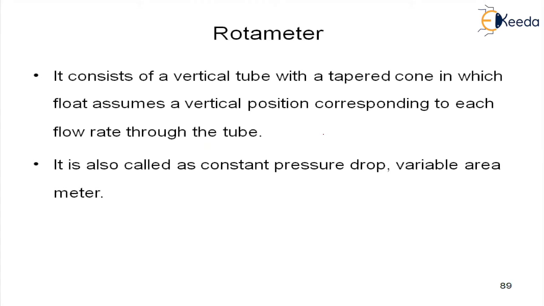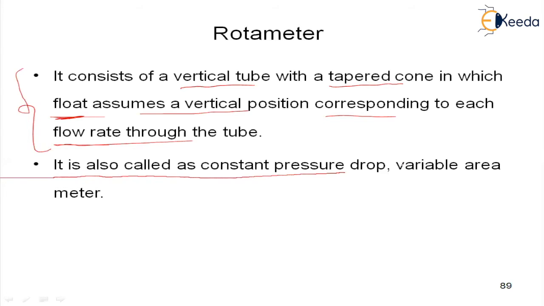As I told you, the rotameter consists of a vertical tube. Very important, a vertical tube with a tapered cone, in which the main role is played by the float, which is present inside the vertical tube in a vertical position, for measuring the flow rate of the tube. I will show you practically how this happens. It is also called constant pressure drop, or a variable area meter.